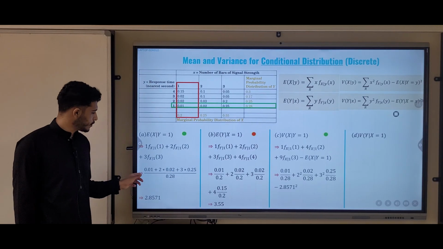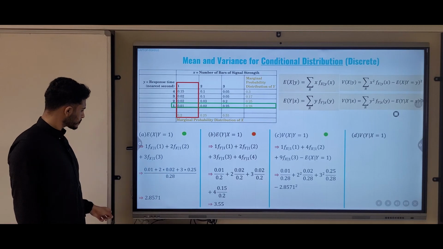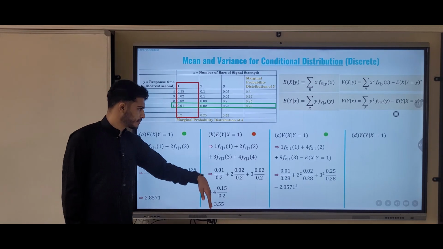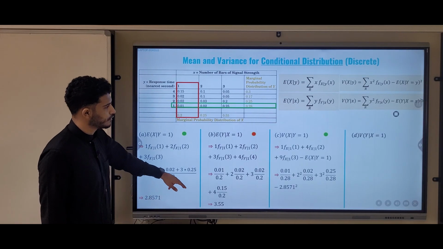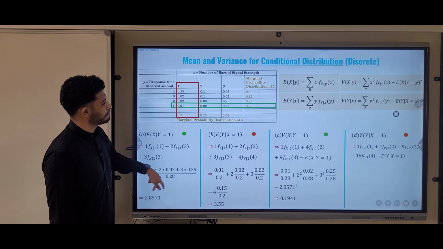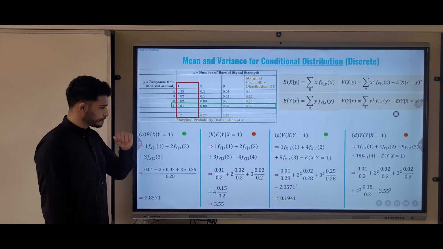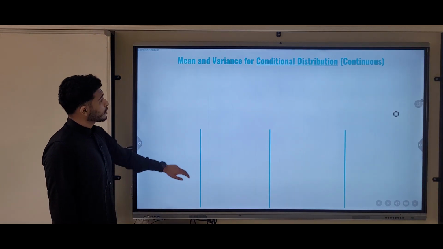So it doesn't matter if you have one big denominator or separate denominators. I'm just doing separate denominators because sometimes the slides are not enough. So for the last one, also the same exact procedure. Now for the continuous case.